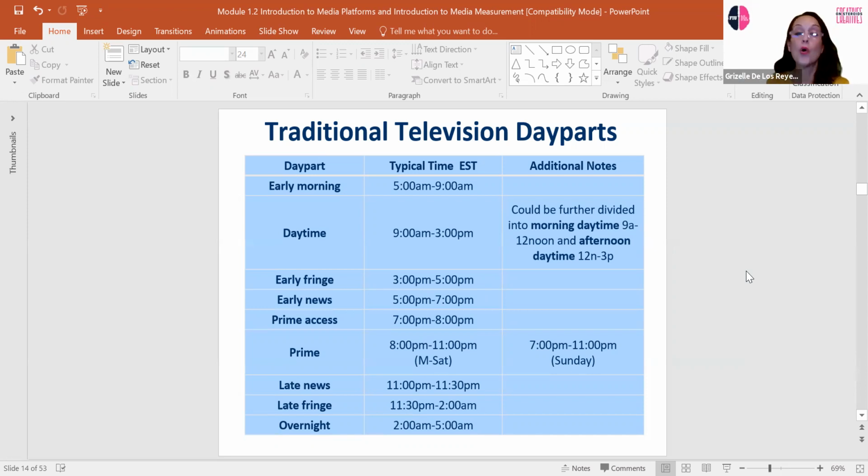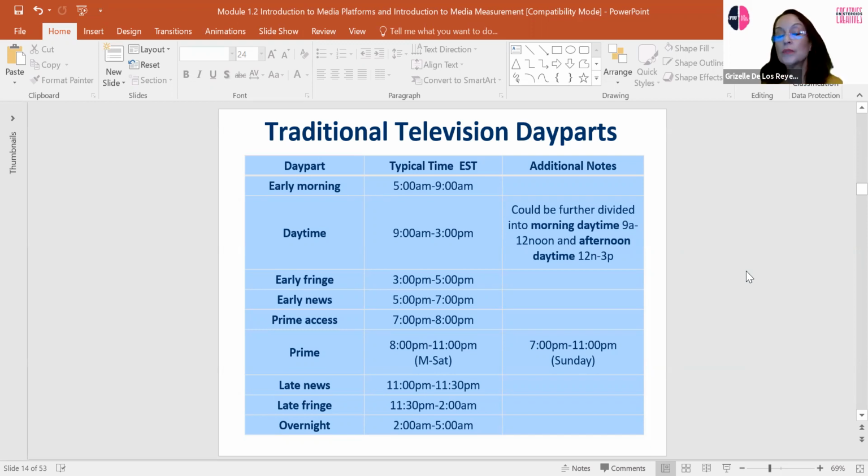So when I say, or you hear early morning, it's typically between 5 a.m. or whenever they sign on, 4 a.m., to 9 a.m. Then you get the daytime. And daytime can be further divided into morning daytime and afternoon daytime. And so that period between afternoon daytime and early news, whenever that starts, that's what is called early fringe. I put here 3 to 5, but it could be 3 to 6. It could be 4 to 5 because the first newscast starts at 5. So again, station management defines the hours. These are general dayparts.